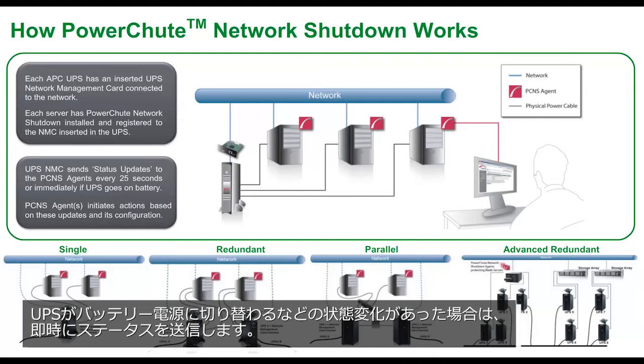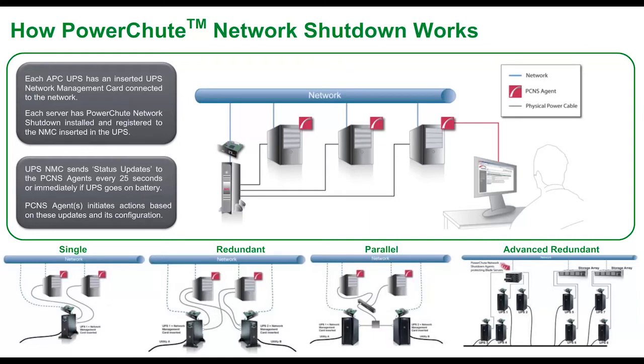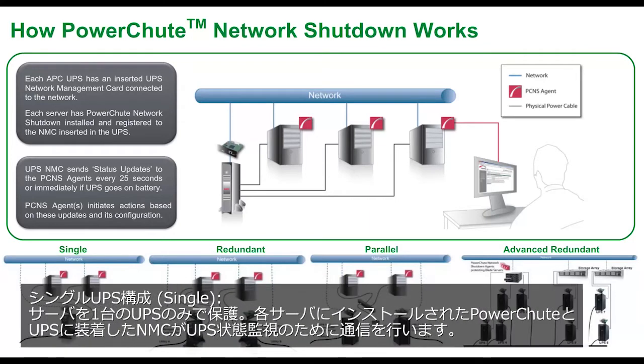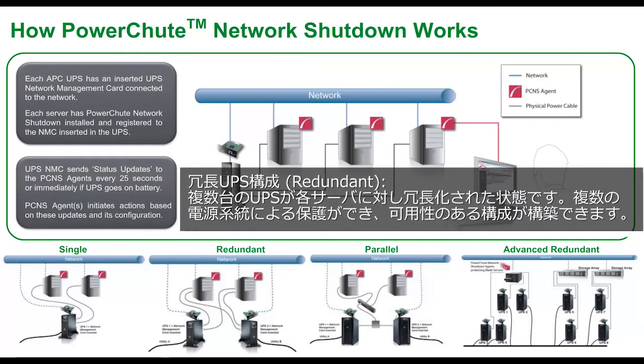As mentioned previously, PowerChute Network Shutdown supports the following UPS configurations. Single UPS configuration: a single UPS protecting one or more servers. Redundant UPS configuration: up to 4 UPSs configured in a redundant UPS configuration supporting one or more servers. Each UPS has the capacity to supply power to the load on its own. The first UPS provides all the power for the load. The additional UPSs act as a reserve.